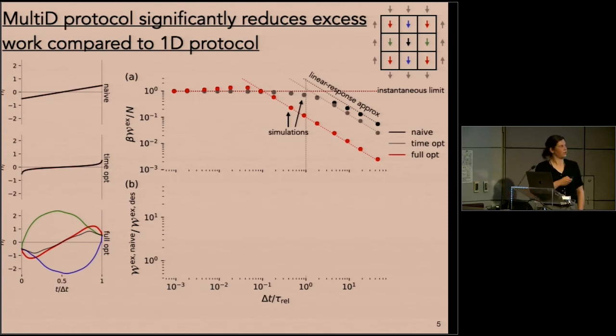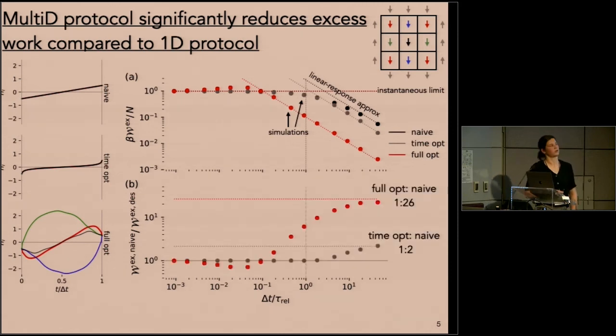So to put actual numbers on how much better these protocols are than the naive protocol, we can look at the ratio of the excess work that's done during a naive protocol relative to one of these designed protocols. And we see that when we do this time optimization without changing the spatial path of the system, the time optimized protocols basically do half the amount of work that's done in this naive protocol. But when you do this full optimization in multidimensional space, you get 26 times less work than the naive protocol. So it's a significant reduction in the amount of work that you're doing on the system.